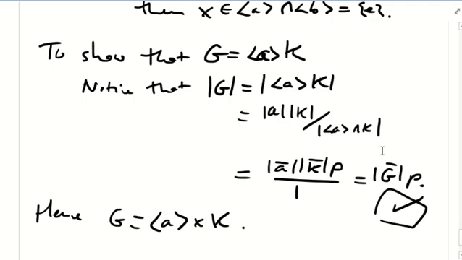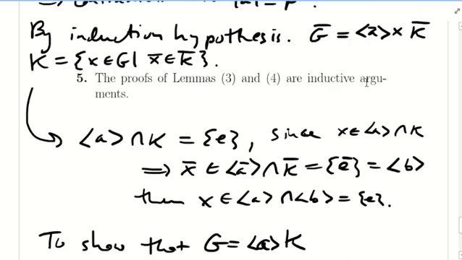All right, the other two proofs I'm going to leave to you. This is kind of weird, but I ran out of space.